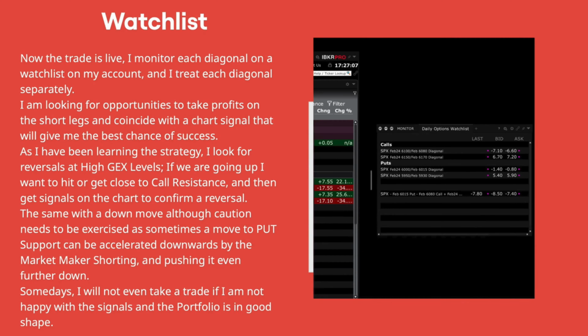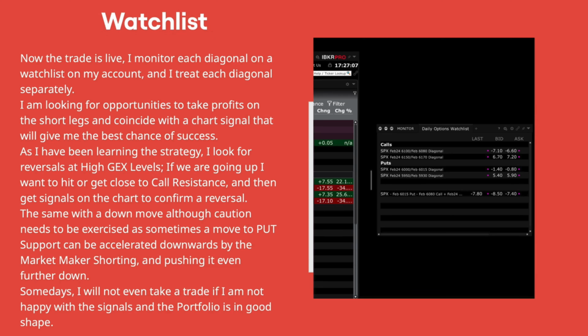Now the trade is live, I monitor each diagonal on a watch list on my account, and I treat each diagonal separately. I'm looking for opportunities to take profits on the short legs and coincide this with a chart signal that will give me the best chance of success.